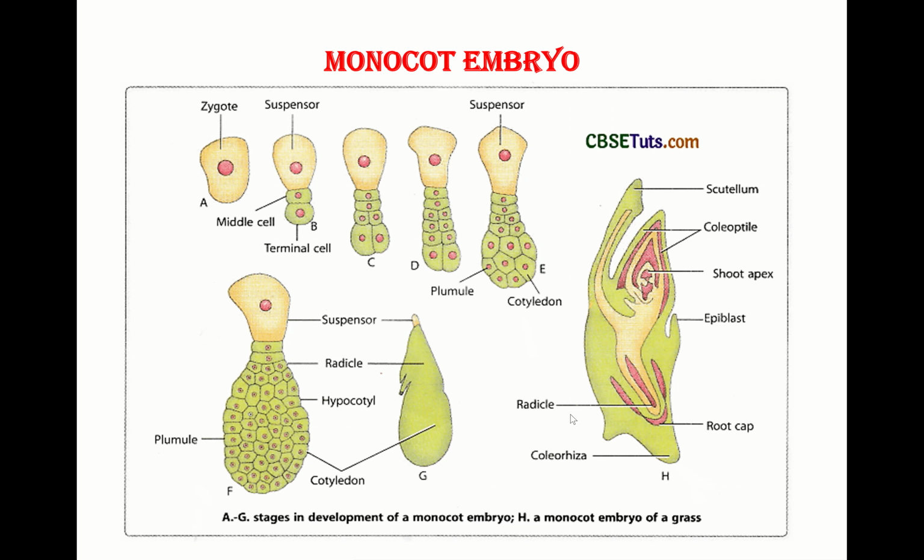Then this is the structure of the monocot embryo. You can see only one cotyledon, so we can find only one cotyledon in case of monocot, and that is called a scutellum. This is a terminology that you should keep in mind. This is the plumule, which gives rise to the shoot system, and the protective layer covering the shoot apex is called the coleoptile.